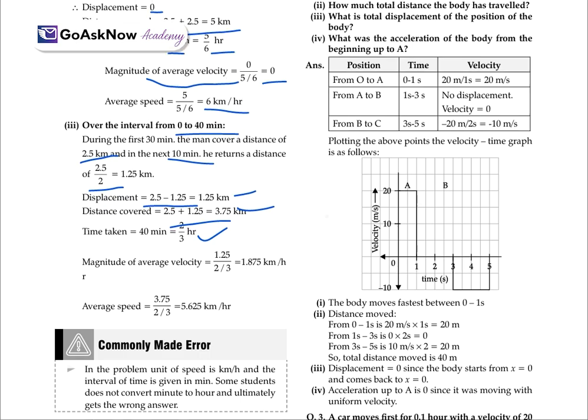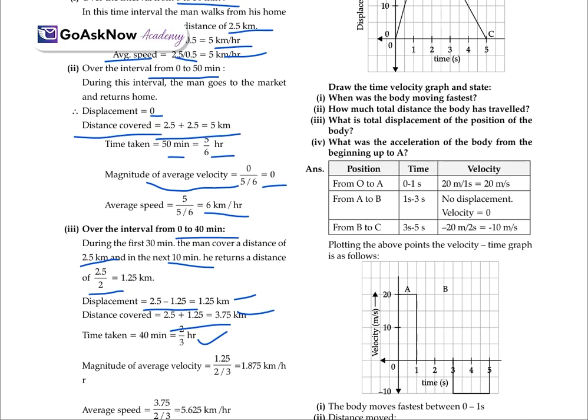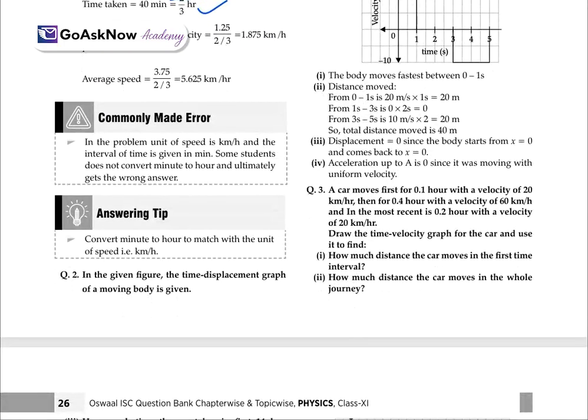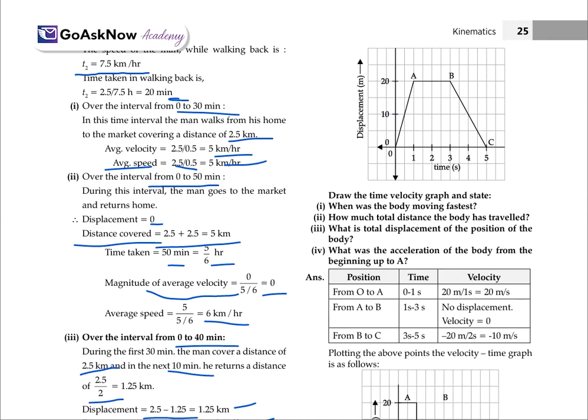So this is about the conditional question. Now, in this one, another question. In the given figure, the time-displacement graph of a moving body is given. We have one graph. Firstly, we have to draw the time-velocity graph. Second, when the body was moving fastest, how much total distance has the body traveled, what is the total displacement, and what was the acceleration of the body from the beginning up to A.